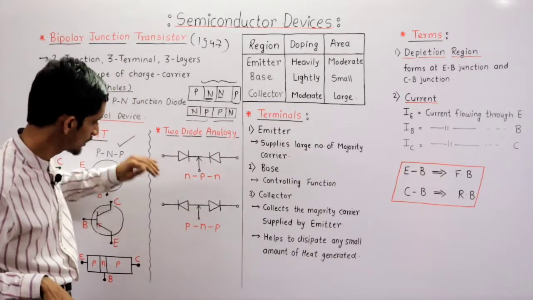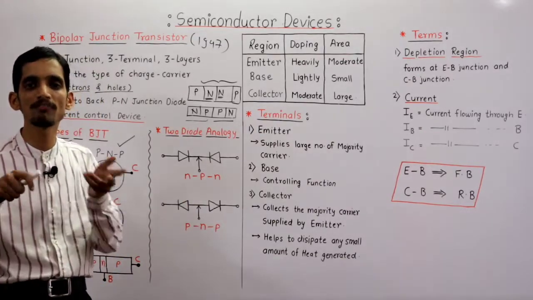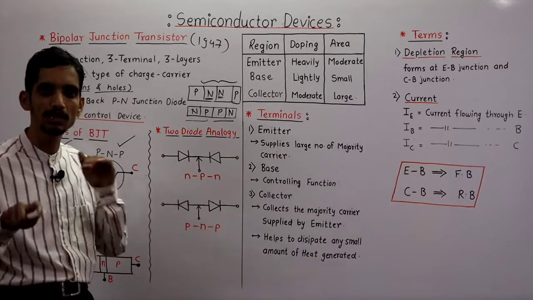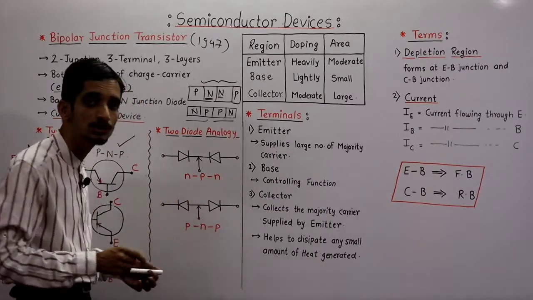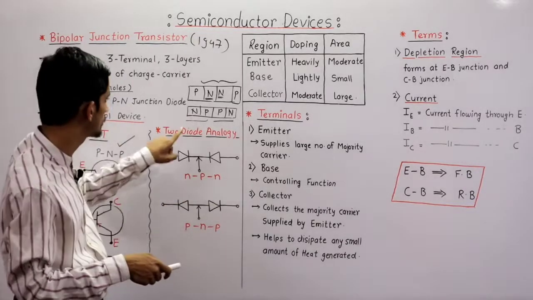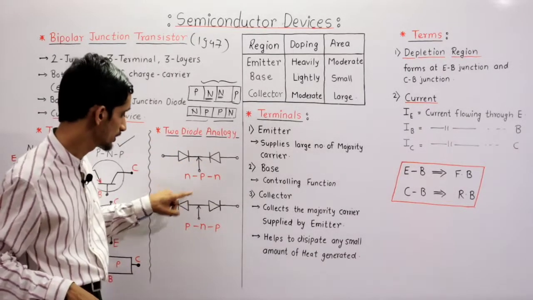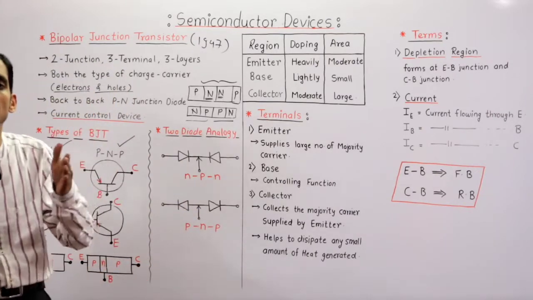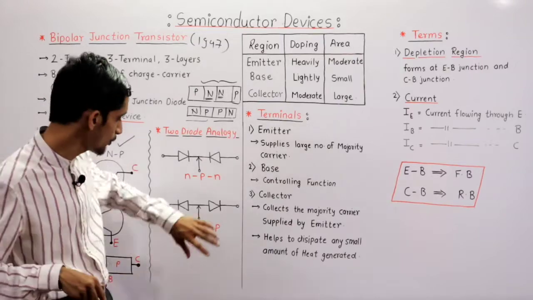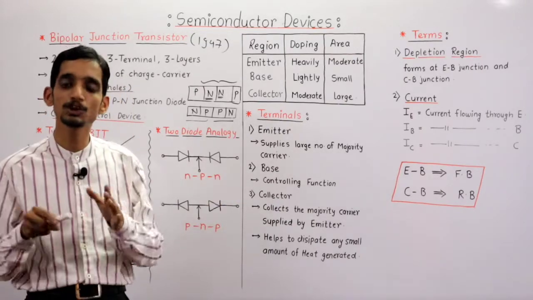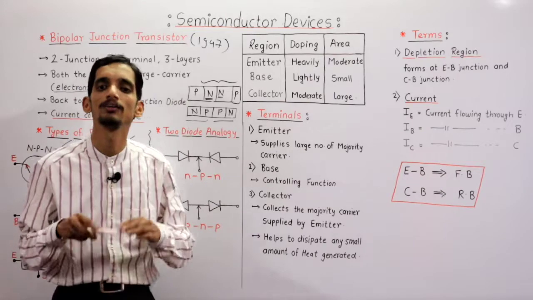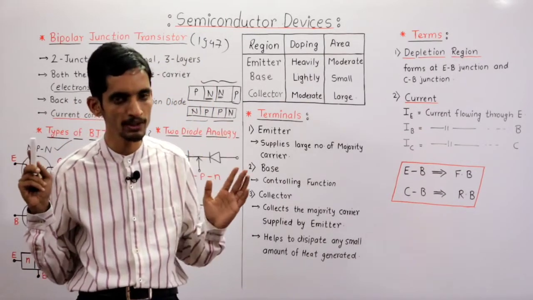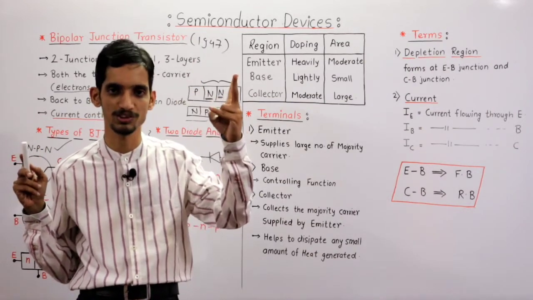This is the symbol for a PNP transistor in terms of the two diode analogy. These two diodes are connected in such a manner that the anodes of both diodes are connected to each other. So these are the cathodes, and these are the anodes of the two diodes, connected to each other. It forms a PNP transistor. That's why a BJT is equivalent to the connection of two diodes back to back. So one BJT is equal to two diodes.